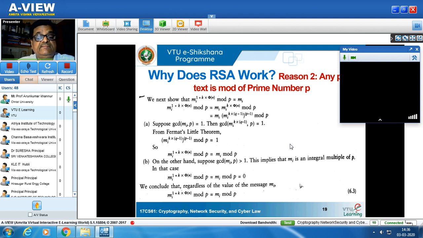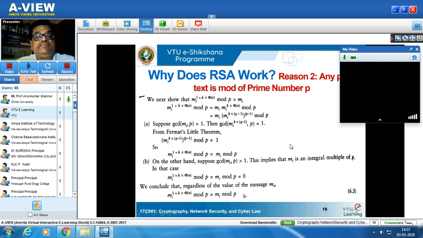In that case, m_i raised to 1 plus k into Euler's phi function of n mod p equals m_i mod p, which equals 0. We conclude that regardless of the value of the message m_i, m_i raised to 1 plus k into Euler's phi function of n mod p is equal to m_i mod p.